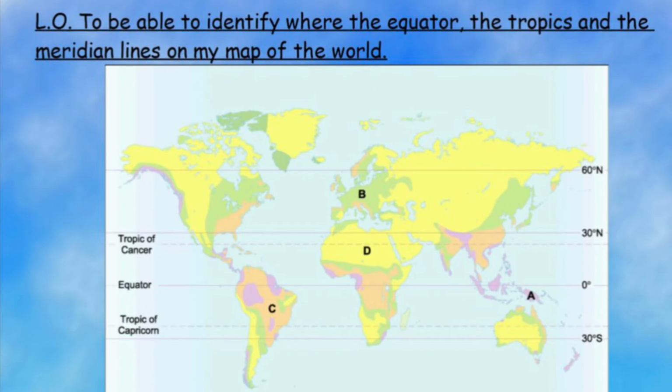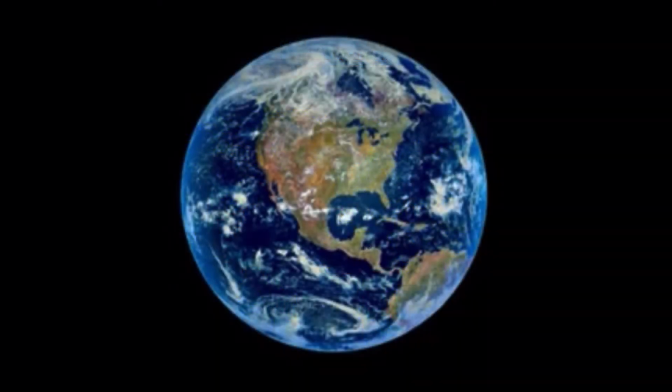Next, we'd like you to be able to identify where the equator, the Tropic of Cancer and the Tropic of Capricorn and the meridian lines are on your map of the world. But first, let's have a little closer look at what this means.